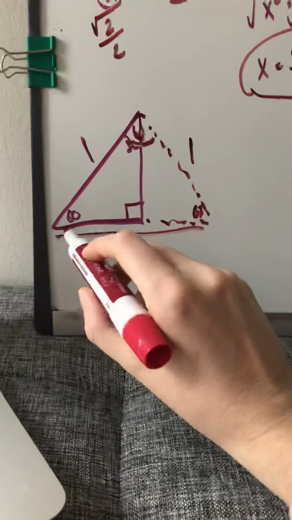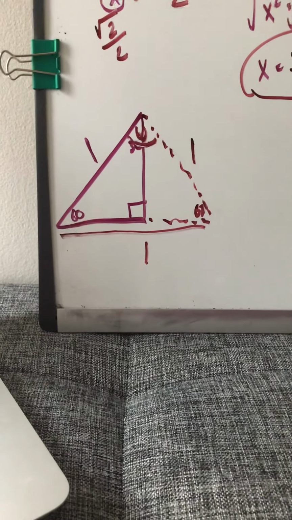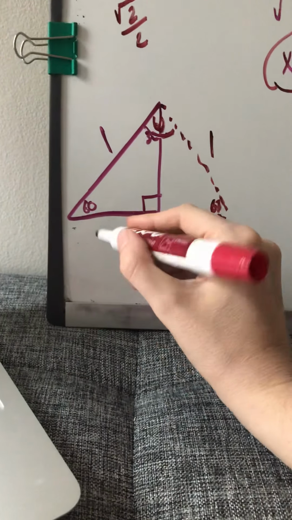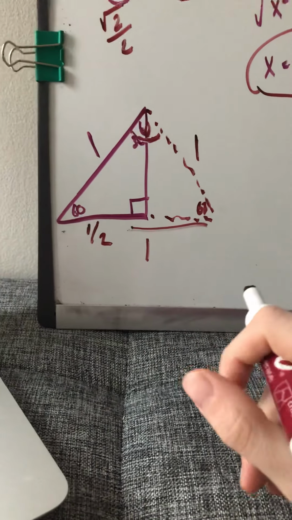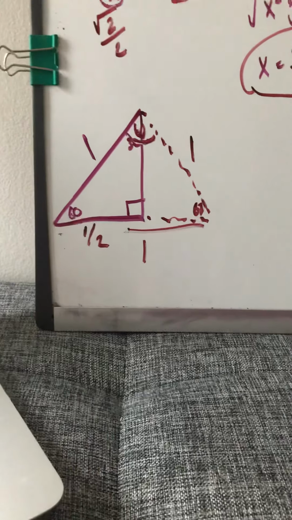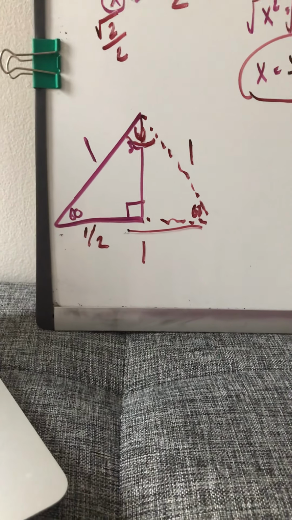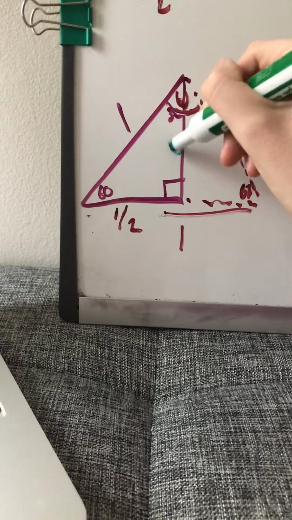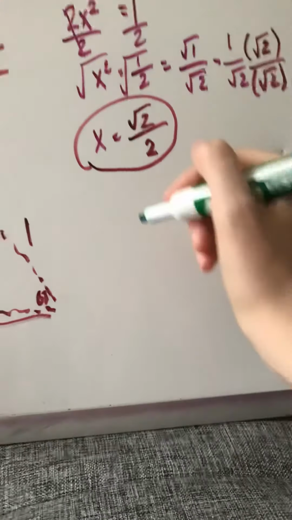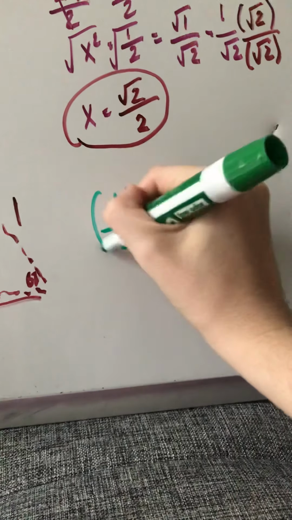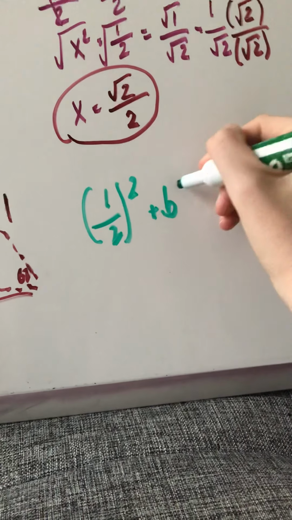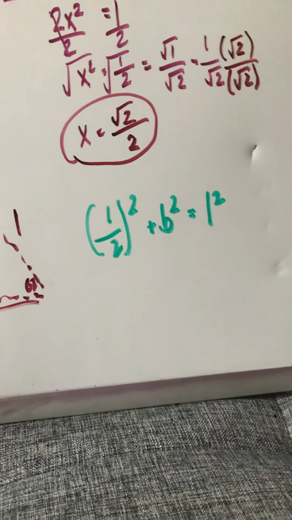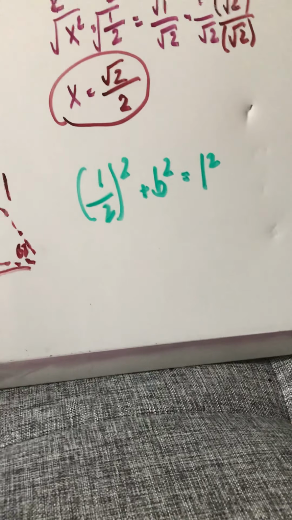But now if I only want half of that base here, then I know that this right there has to be 1/2, because you have half of your base. That's what's happening there. And now you can go ahead and use the Pythagorean theorem to solve for what this side is going to be, that x. So I'm going to have 1/2 squared plus, let's just say b squared or x squared, whatever you want, equals 1 squared, sorry. And now you're just going to go ahead and solve.